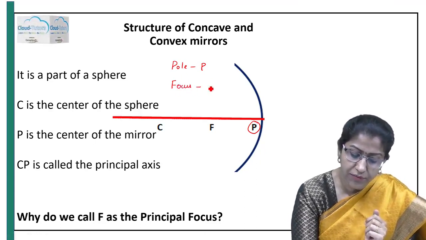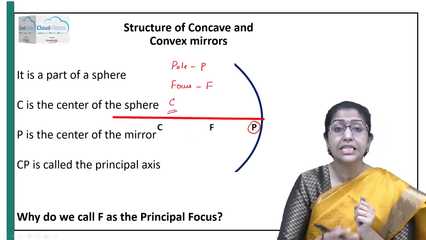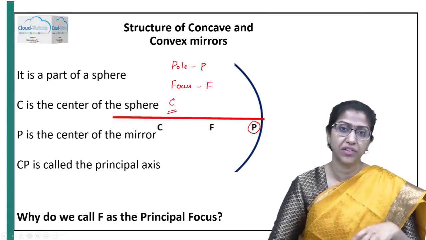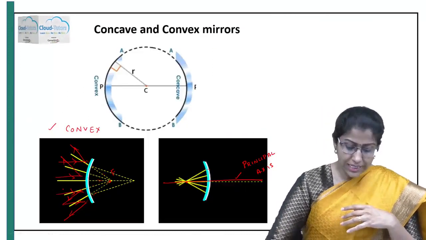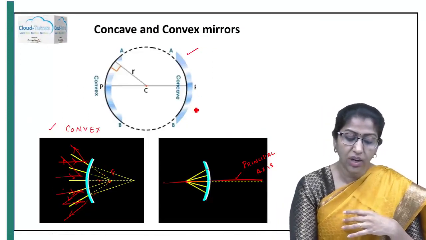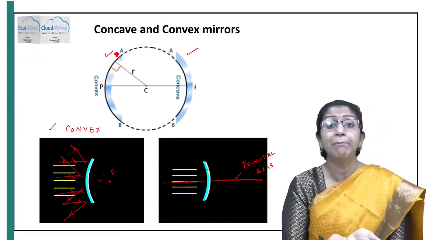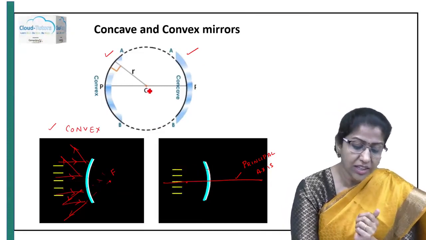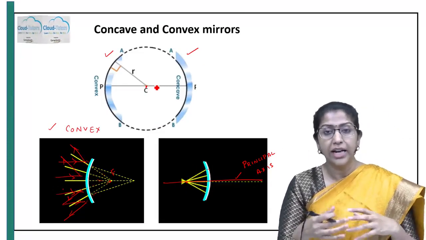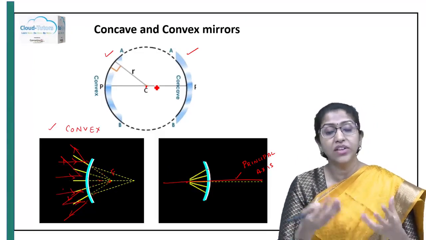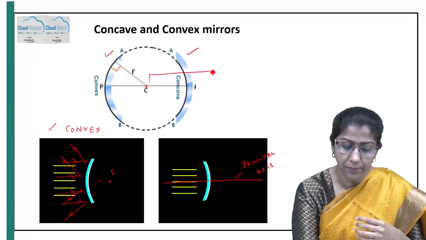You can just write it as focus. And what is this C? C is nothing but the center of curvature. As you have already seen in the previous picture, this here is a concave mirror and this here is a convex mirror. Both of them are a part of a sphere. So here there is a center of the sphere of which both the mirrors are a part, right? So this center of the sphere of which the mirror is a part is called as the center of curvature.